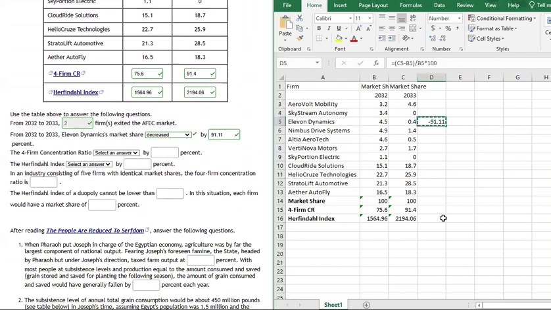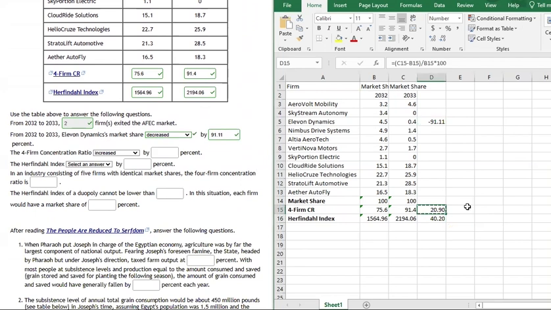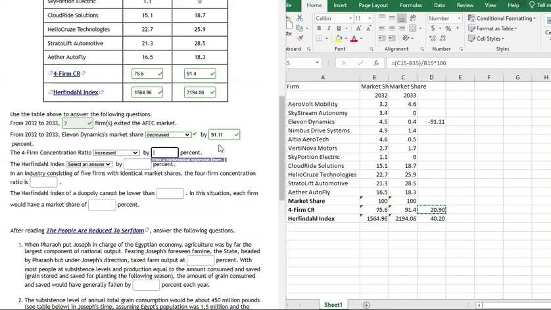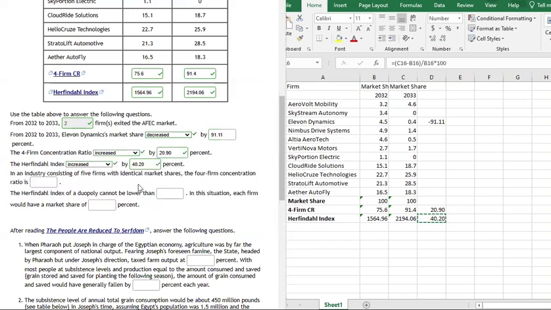I'm going to copy this up here. I'm going to paste it next to the four firm concentration ratio and the Herfindahl index. Meanwhile, the four firm concentration ratio increased by 20.90%. And again, that's what it is minus what it was, that difference divided by what it was, increased by 20.9%. The Herfindahl index also increased, but it increased by 40.20%.